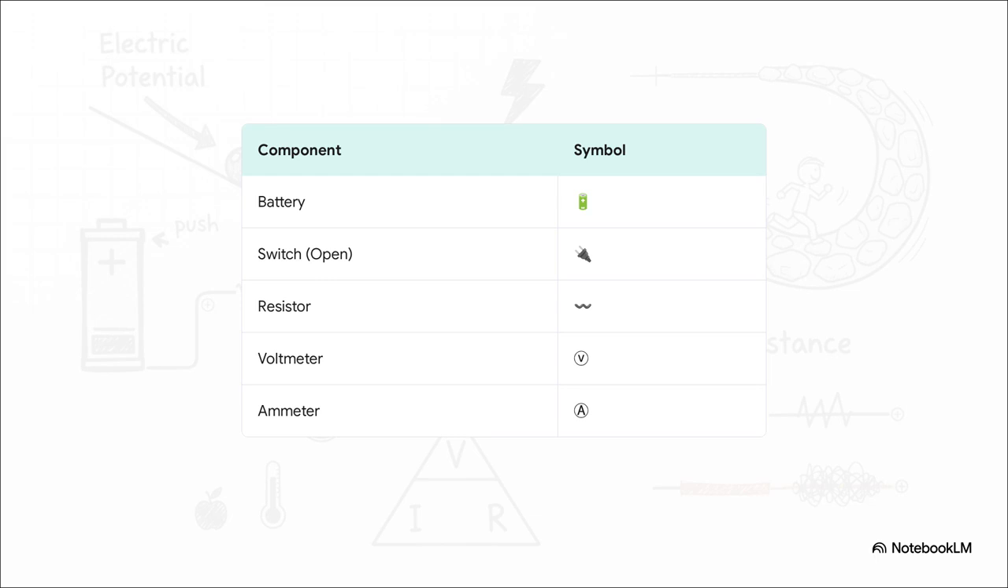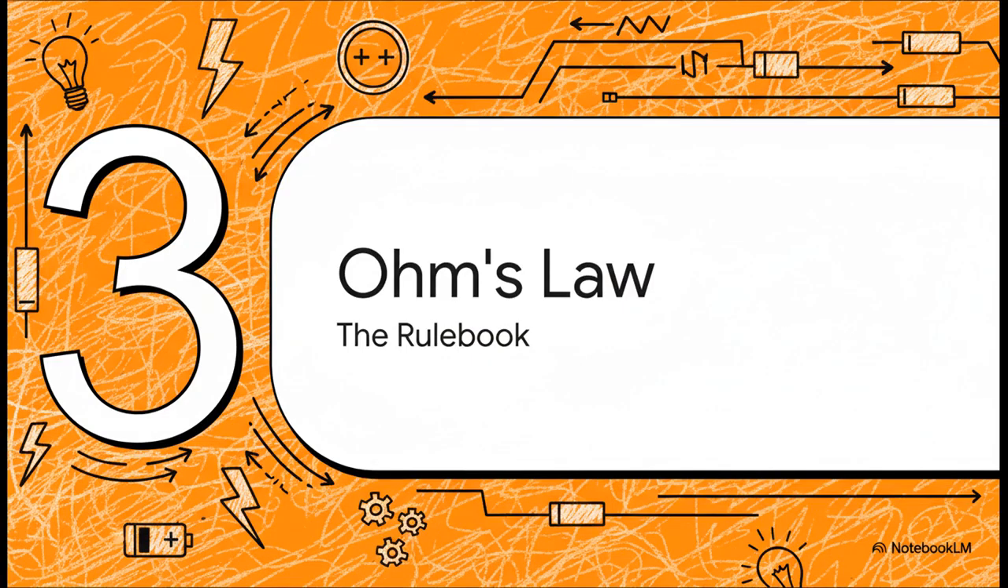The battery provides the push, the switch opens and closes the circuit, and that little zigzag line? That represents a resistor, a component whose whole job is to deliberately add some of that electrical friction. Okay, so we've got the push, that's the potential difference, and we have the obstacle, that's the resistance. So the big question is, how do these two things actually relate to each other and to the current that ends up flowing through the wire?